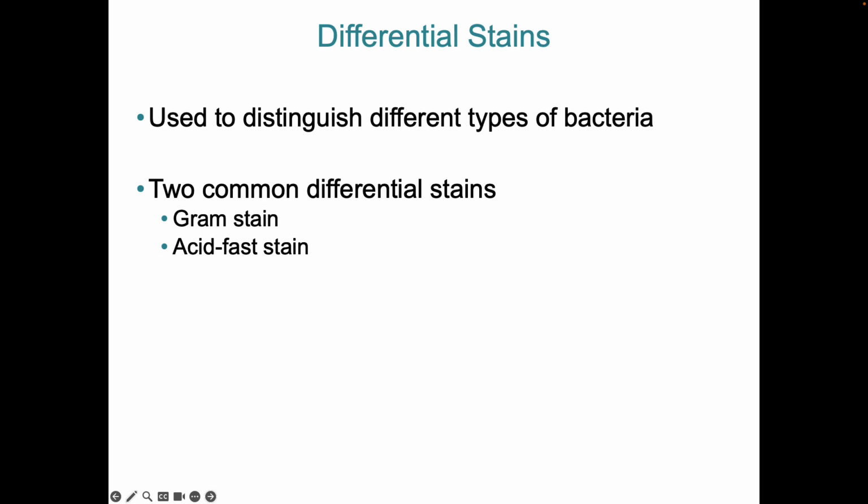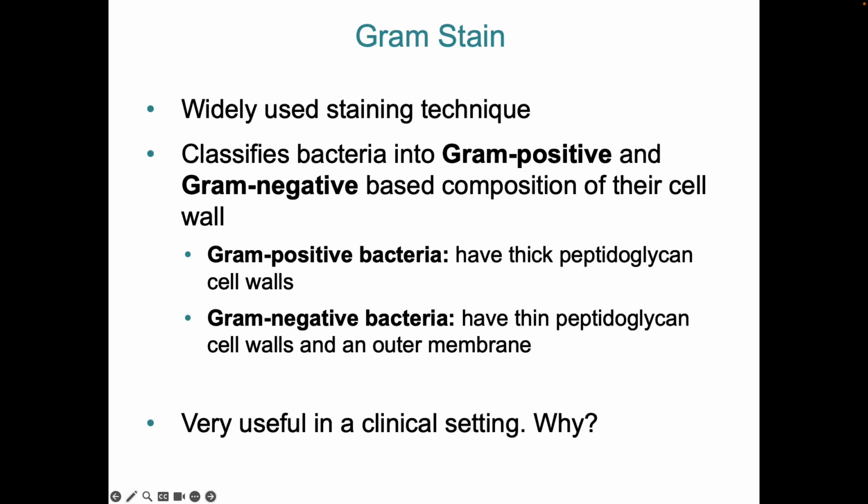The other type of stain that's a relatively common differential stain, you won't be doing it, but you should be looking at cells that have had this done, is an acid-fast stain. And that stains cells that have a different type of coating around their cell wall. So the gram stain is very common, very popular, very widely used. And it allows us to identify whether or not bacteria are gram-positive or gram-negative.